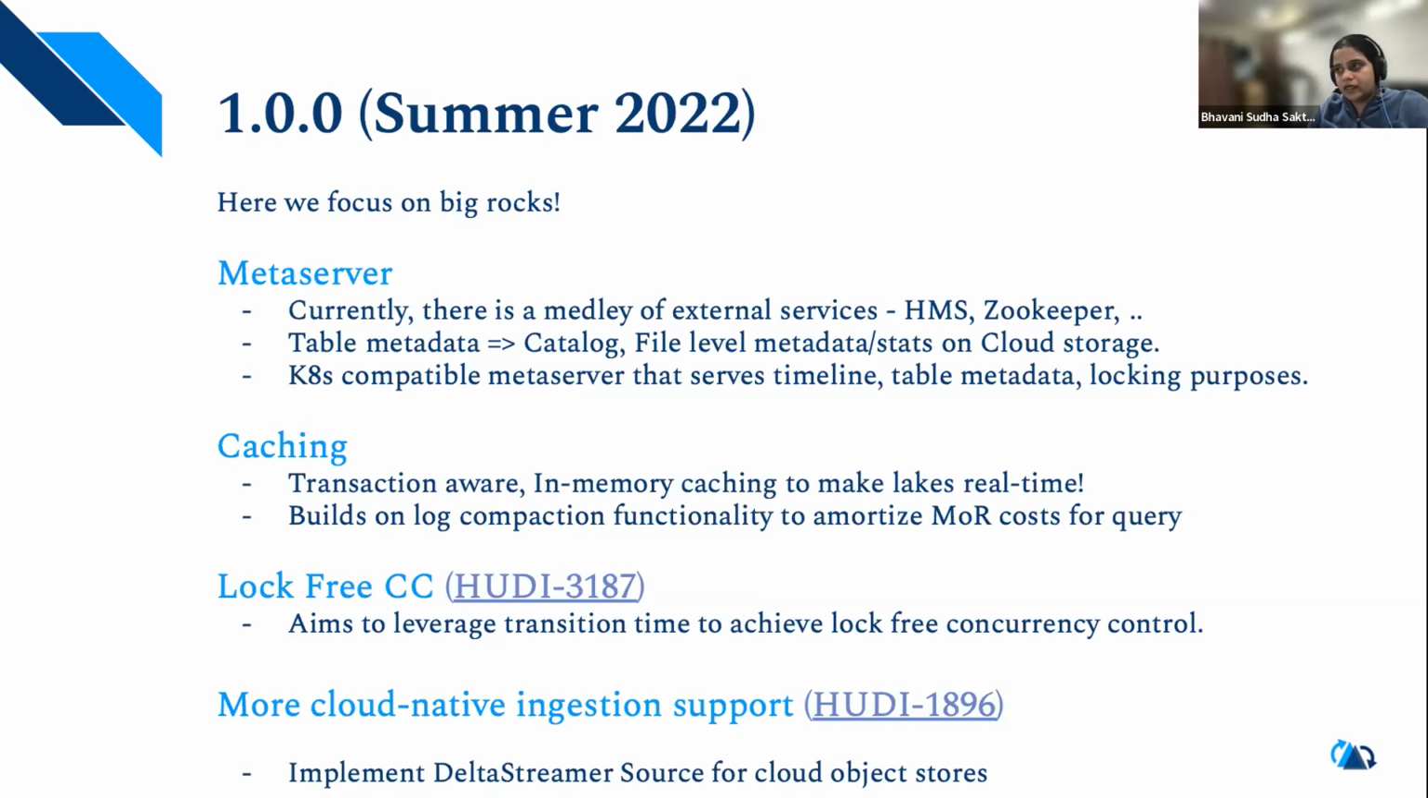We store the table metadata in different catalogs, and the file level statistics are sitting in DFS, the cloud storage. So for an average user, this could be like a huge number of services. So we wanted to make it more simple.